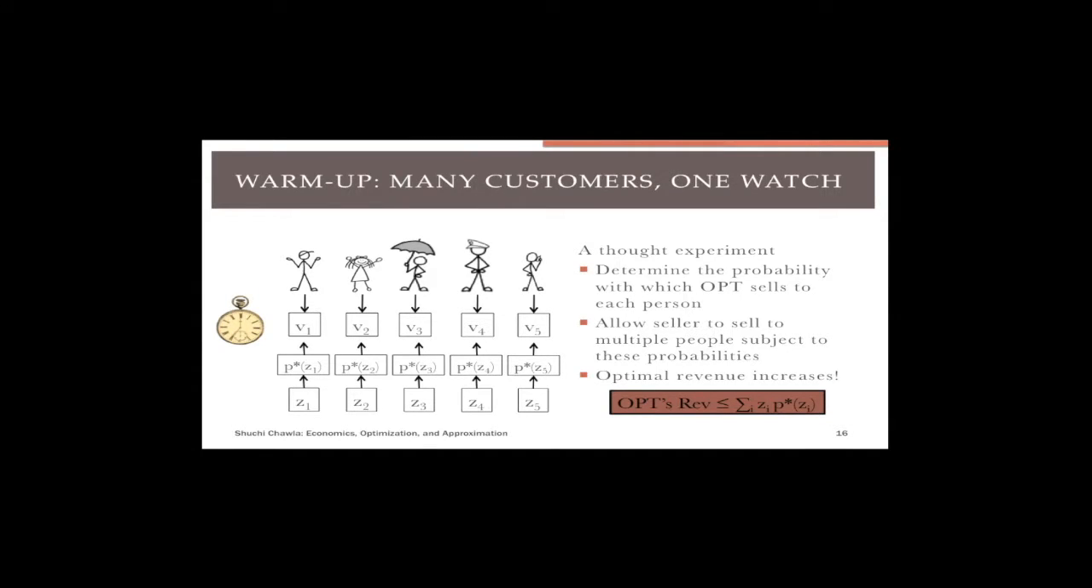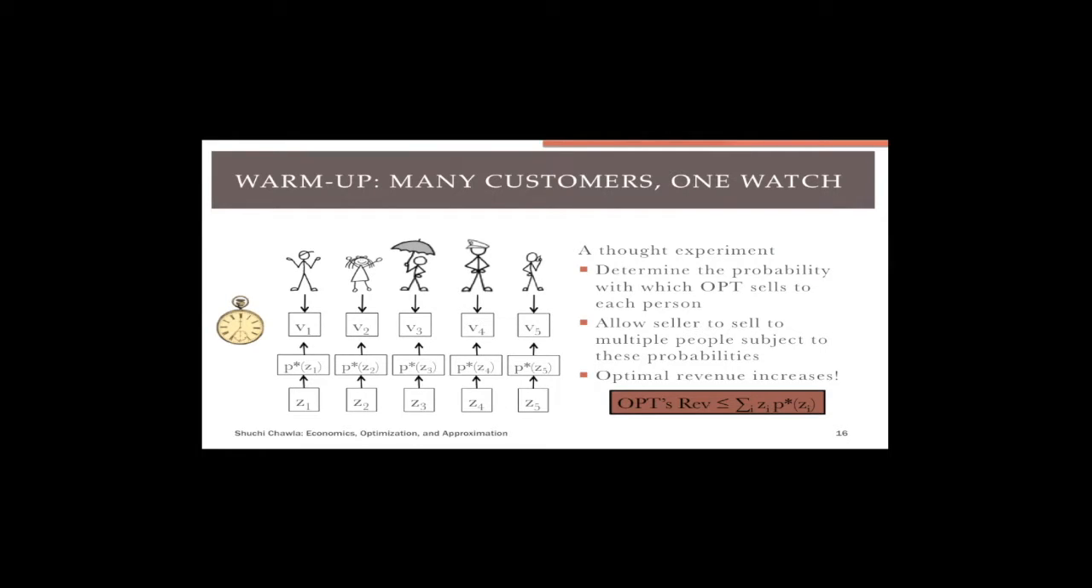By having a larger supply, this optimal mechanism has more flexibility of doing what it wants to do, and so can obtain a larger revenue. The conclusion from this thought experiment is that the optimal revenue with just a single watch can be no more than the revenue that the mechanism obtains when it has this unlimited supply. And what is that revenue? Well, from each person, we sell at this price of P star of zi, and the person accepts with probability zi.